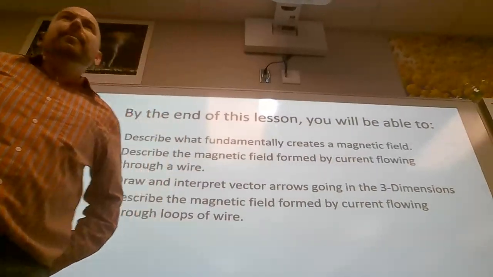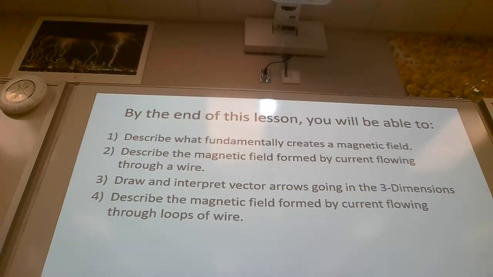Okay. By the end of this lesson, you'll be able to describe fundamentally what creates a magnetic field, describe the magnetic field formed by current flowing through a wire, draw and interpret vector arrows going in 3 dimensions, and describe the magnetic field formed by current flowing through loops of a wire.